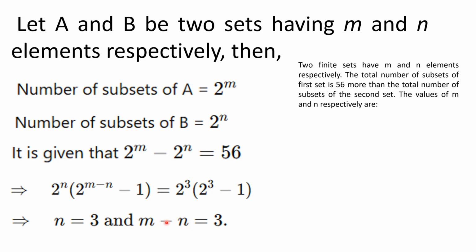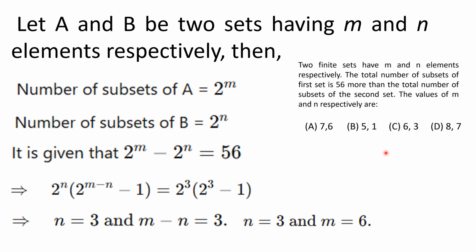Substitute in the second term for n. That is, when you put n equals 3 in the second term, m becomes 6. Therefore, m is equal to 6 and n is equal to 3. Now observe the options. Option C is the correct choice.